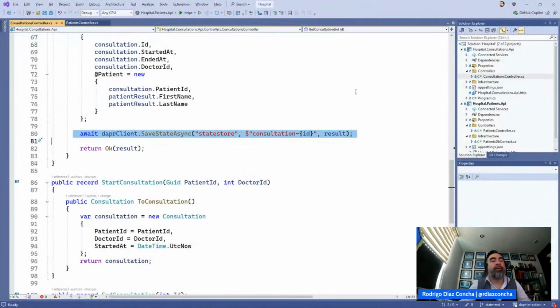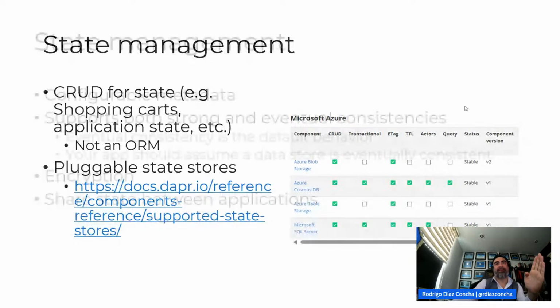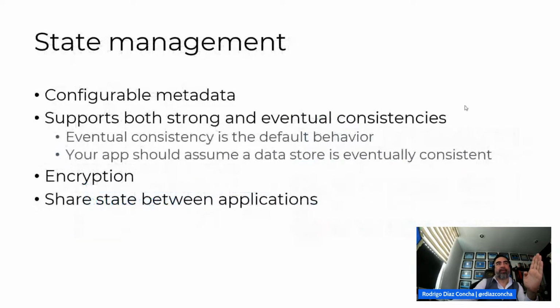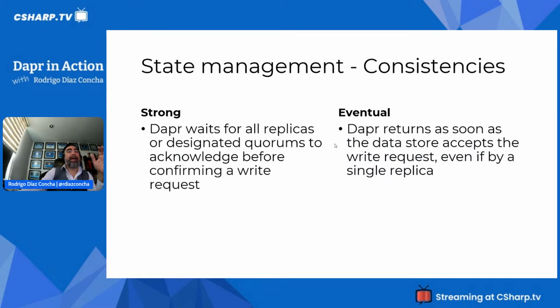Okay, so far so good. State is fantastic. Let's go back to the PowerPoint. Remember that this is the learning checkpoint. And with state management, you can use a lot of different state stores. In this case, I'm just using Redis, right? And you have two different consistency options. The first one is strong consistency, and the other one is eventual consistency.